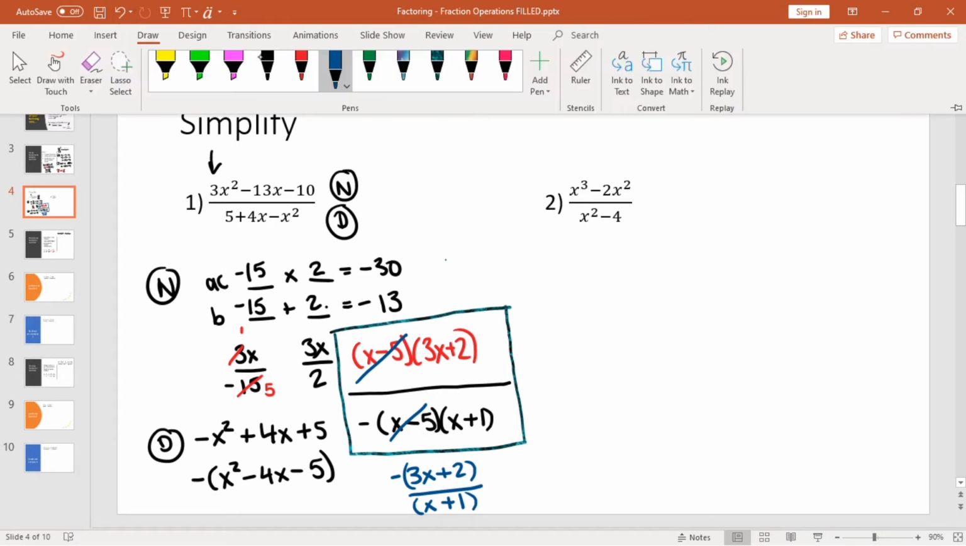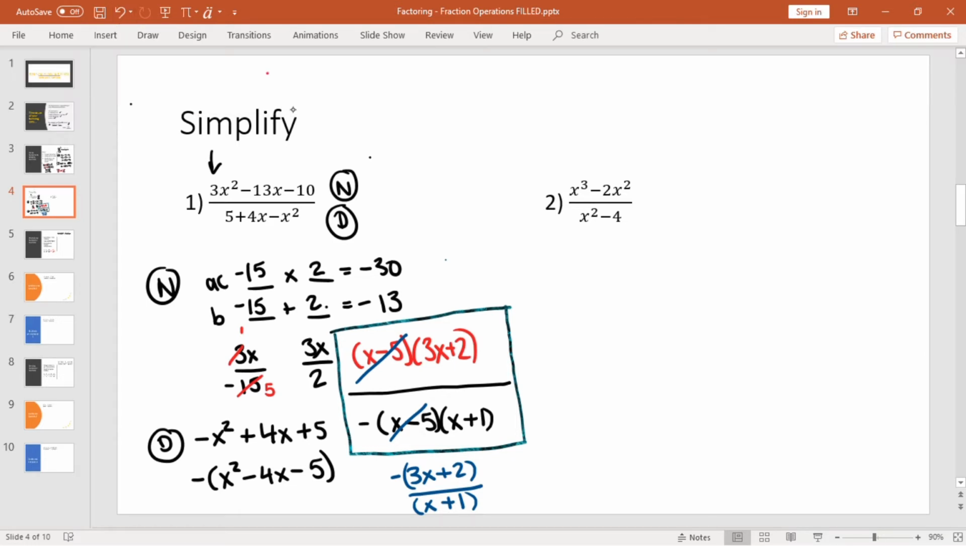Looking at number 2. In the numerator, I can only common factor. Or at least I think I can. I'll start with it. So I see that I have enough x's in the second term to take out x squared. That will leave behind x minus 2.